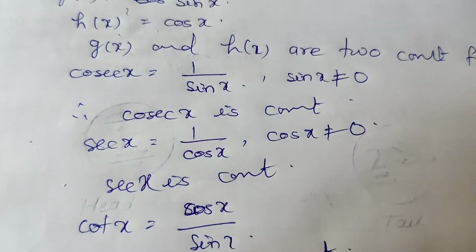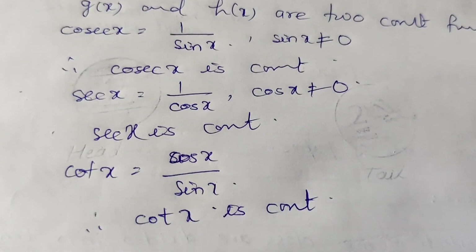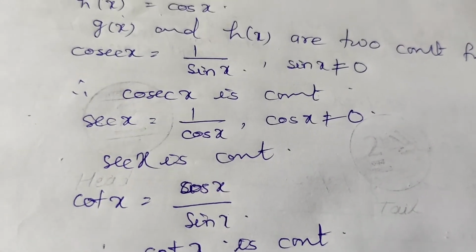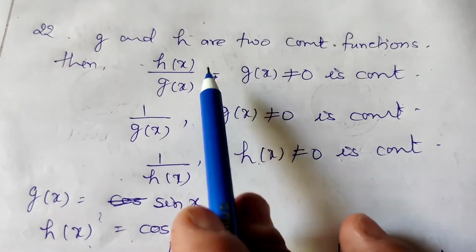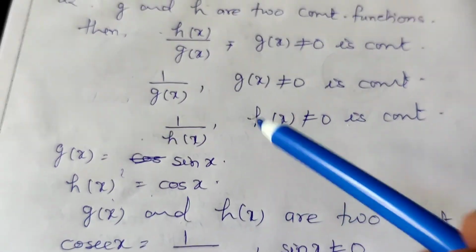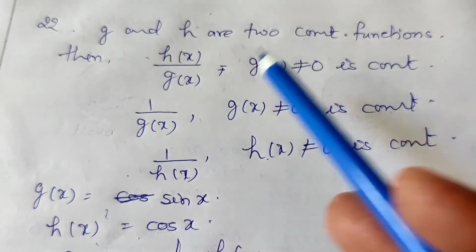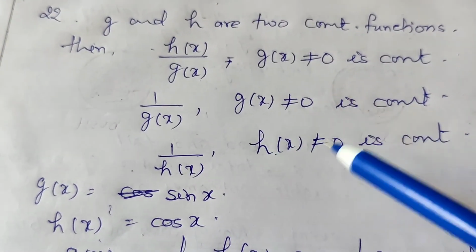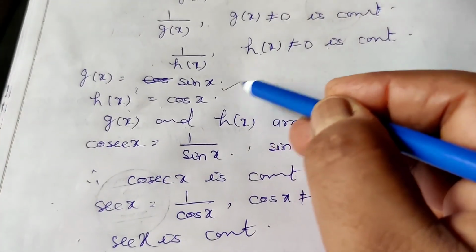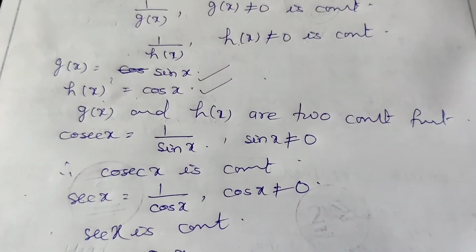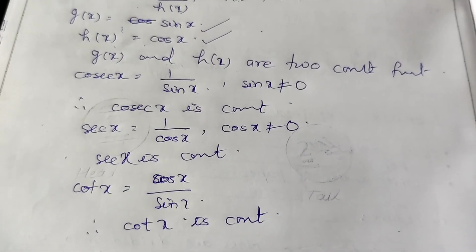We have already proved that sin x and cos x are continuous functions. Due to these rules, if these two functions are continuous, then the division of these two functions and the reciprocals of these are also continuous. So we can prove it by this. You have already proved this in question number 21. Okay. Thank you.